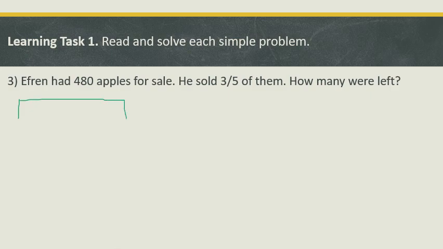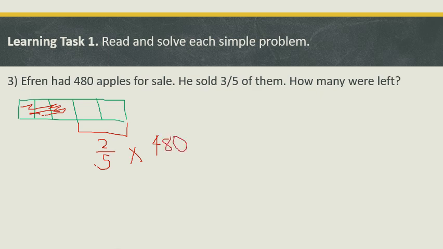So, ang 3/5, so 5 hati, 1, 2, 3, 4, 5. So, ang tatlo daw dyan, nabenta na daw yan. Nabenta na. So, ilan na natirang parte? So, 2/5. So, 2/5 po. So, yun po ang multiply natin sa 480. So, paano po mag-multiply? Gagawin natin itong over 1.